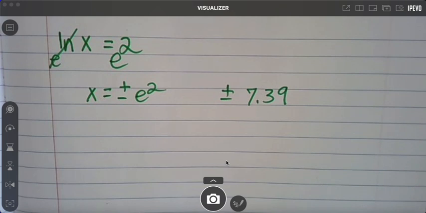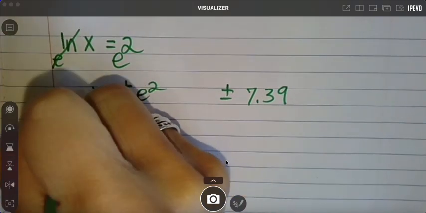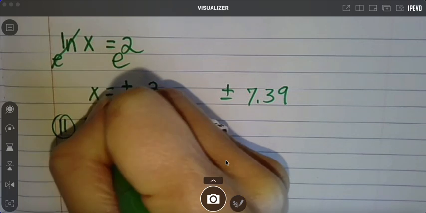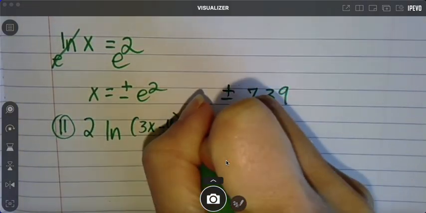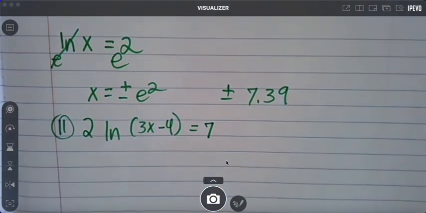Any of those from 10 to 18, which one do you want me to do? 11? Okay. Number 11. So y'all are going to write this one down so you can get credit for it too. Can you do 11 and 14?